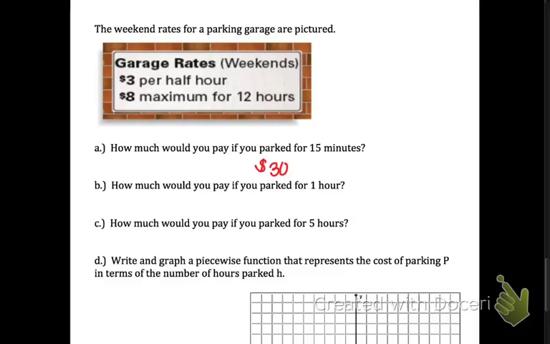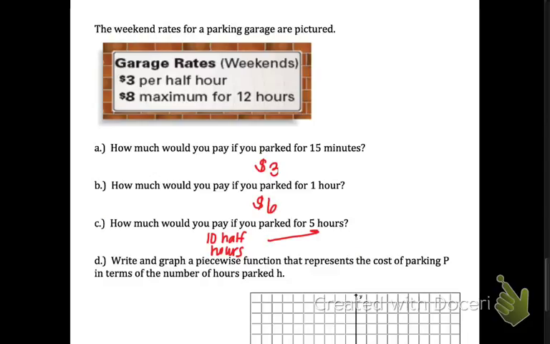How much would we pay for 1 hour? We'd pay $3 for the first half an hour, $3 for another half an hour. I wrote 30 again instead of 3. And so that would give us a total of $6. Then we want to know how much we would pay for 5 hours. Well, 5 hours would be, I hope you all agree, 10 half hours.